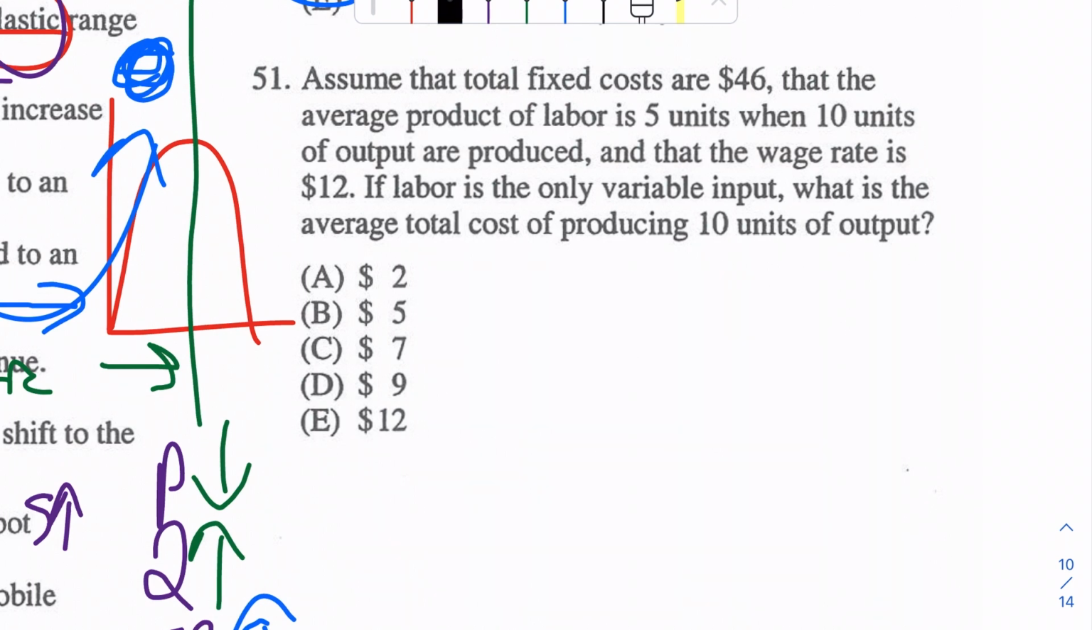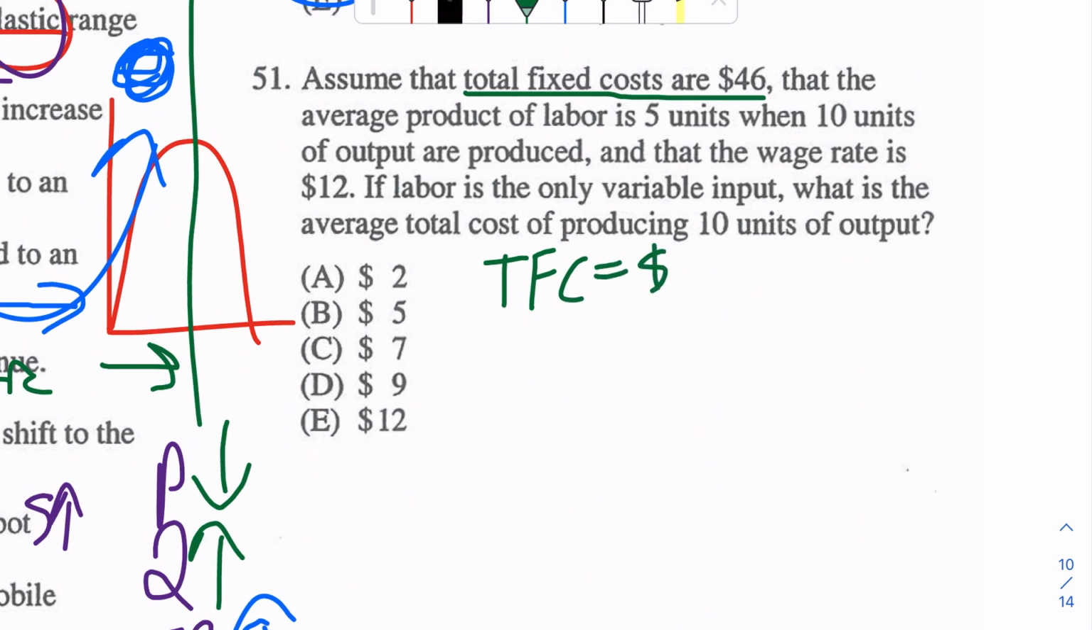Assume that total fixed costs are $46, that the average product of labor is 5 units when 10 units of output are produced, and that the wage rate is $12. If labor is the only variable input, what is the average total cost of producing 10 units of output? So, like I said, we read through it one time, and we've already forgotten everything about this question. So now we're going to go through and pull out the specific information that they tell us.